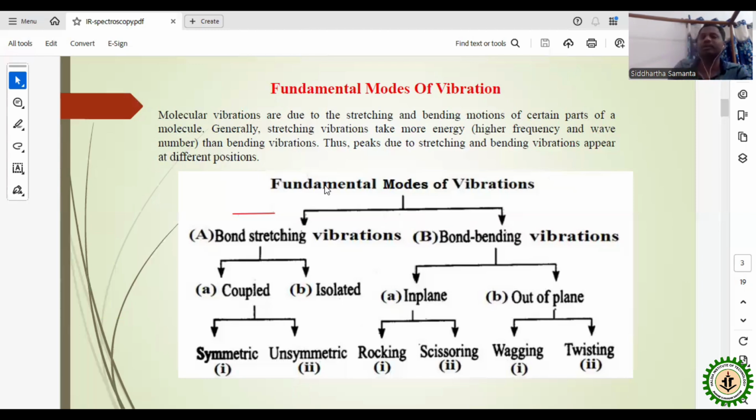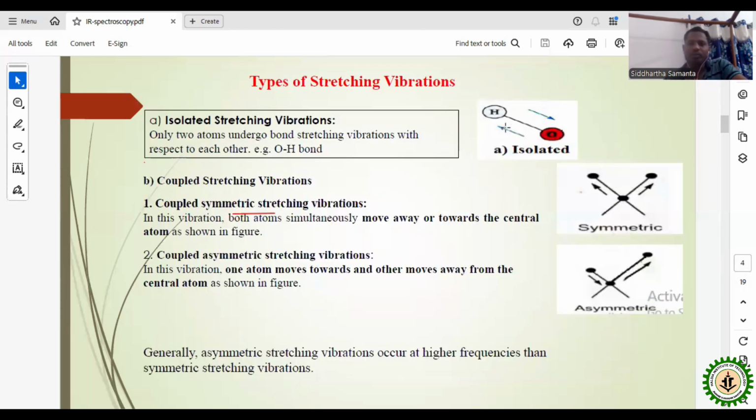In the case of the OH functional group, there are only two atoms, one oxygen atom and one hydrogen atom. So in that case, isolated stretching takes place. Here you see one oxygen atom and one hydrogen atom stretching this way, so this is called isolated stretch. When stretching takes place among more than two atoms, like the NH2 group, this type of stretching takes place.